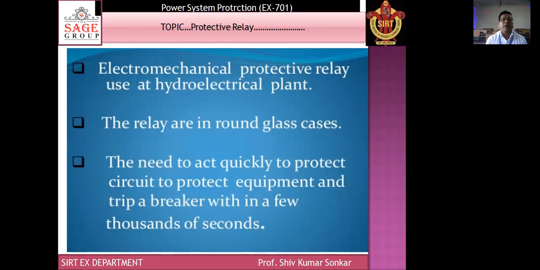Electromechanical protective relays are used in hydroelectric plants. The relays are in round glass cases. They need to act quickly to protect the circuit and equipment, and trip a circuit breaker within a few thousandths of a second.